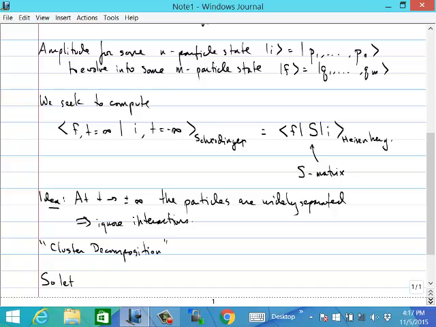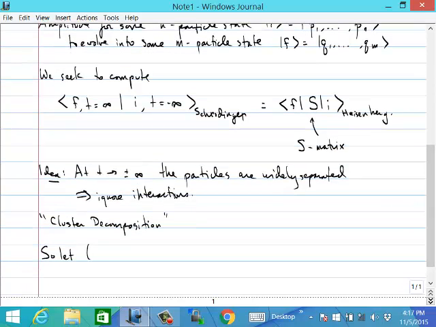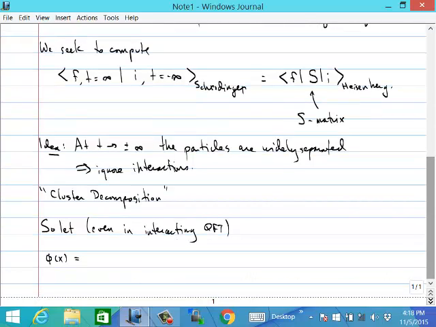Good. So what we want to do is consider some interacting quantum field theory. And what we want to do is take our field operator phi, and expand in Fourier coefficients, and we'll give names to these Fourier coefficients. We'll call them A and A dagger.